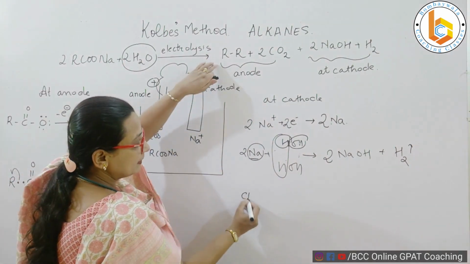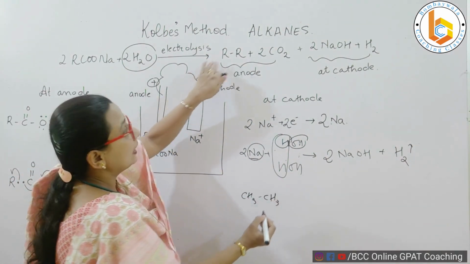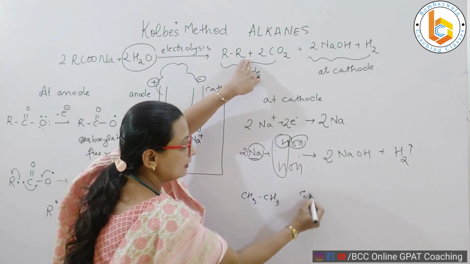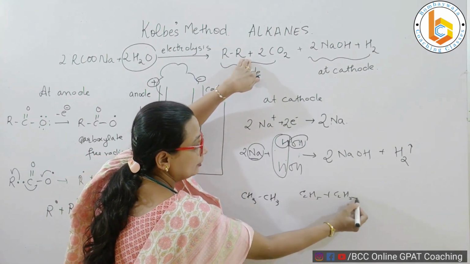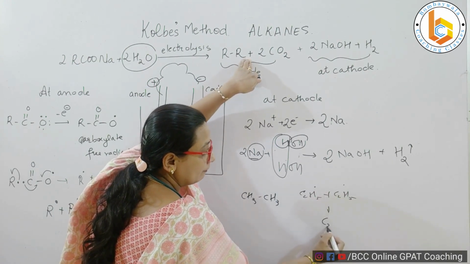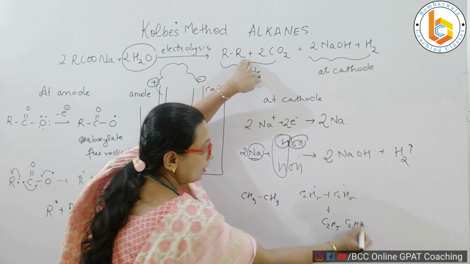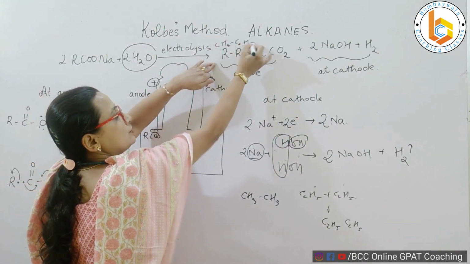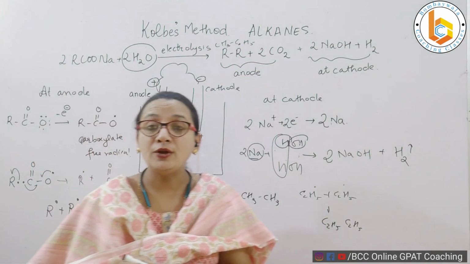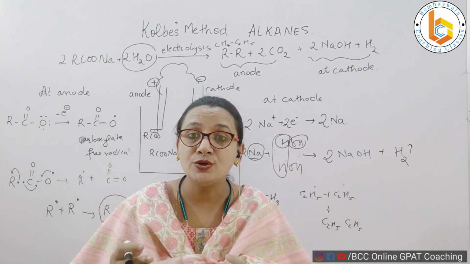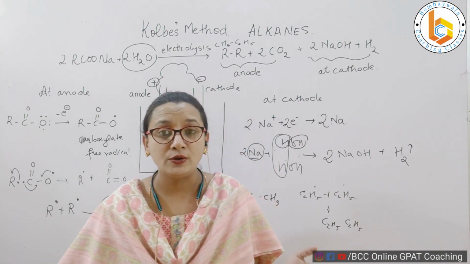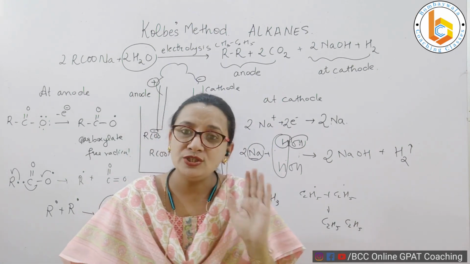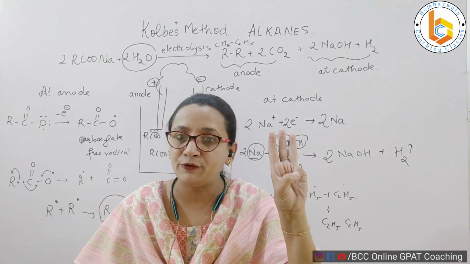Meaning, like methyl joined with methyl gives the alkane R-R, ethane, or ethyl joined with ethyl, you can have butane. You cannot expect that you can have a methyl along with the C2H5. You cannot synthesize a mixture of alkanes. Why not? What is the problem? The problem is that they will form, three different types of products will form.